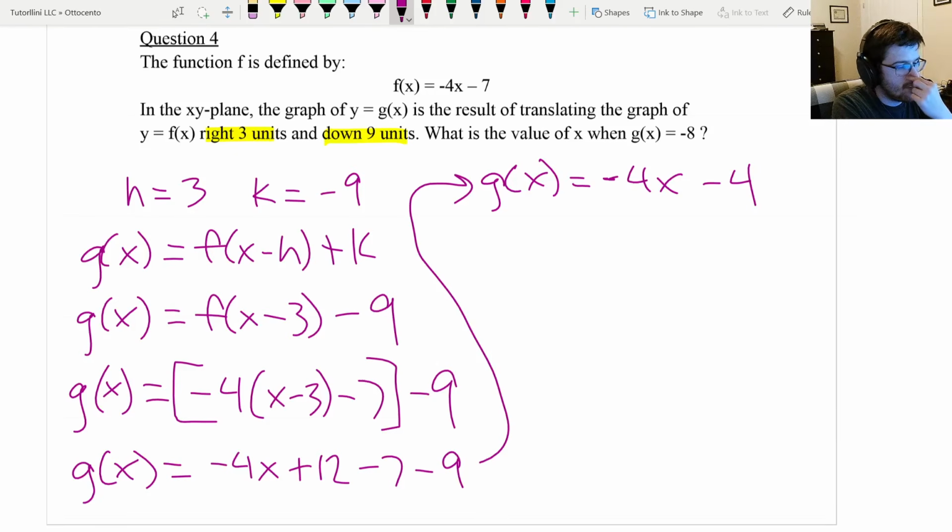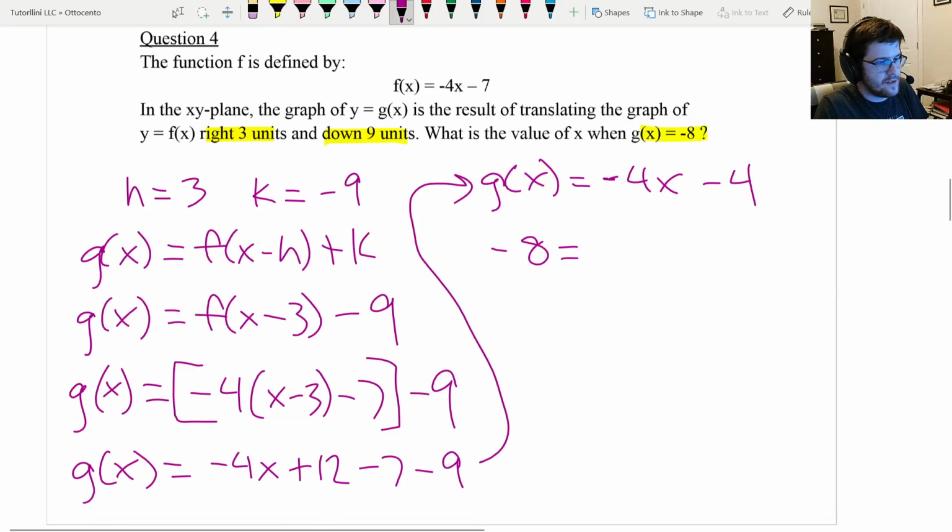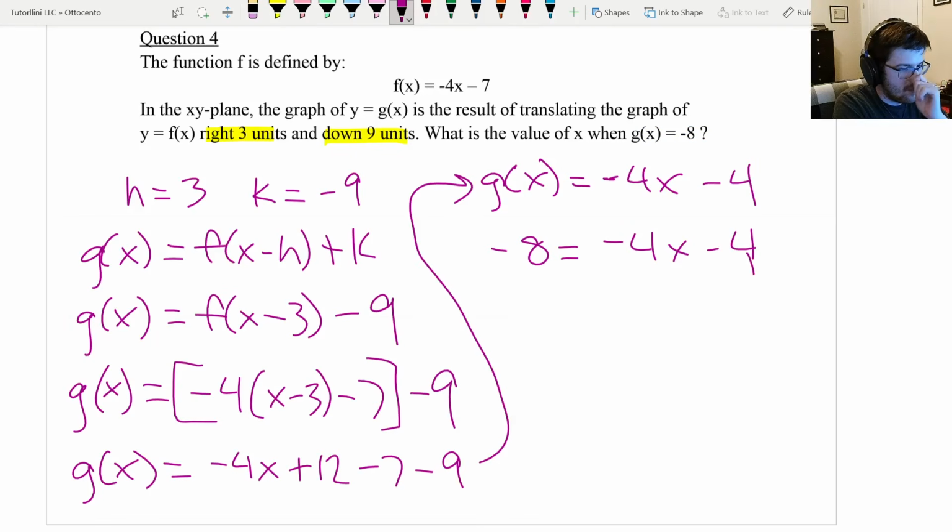And now we're going to find the value of x when g of x equals negative 8. So we plug that in over here. Hopefully I didn't make a mistake or anything. And we get negative 4x minus 4. So we add 4 to both sides, and we get negative 4 equals negative 4x. Now we're going to divide both sides by negative 4, and we get x equals 1.